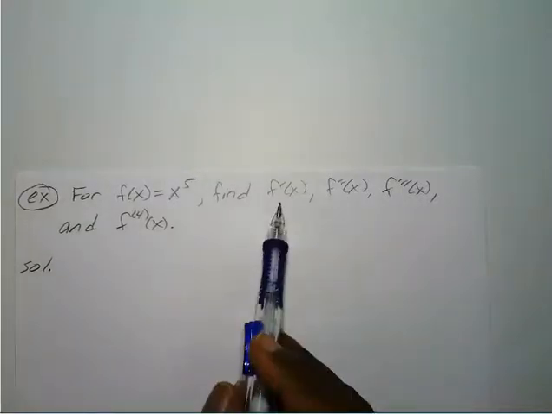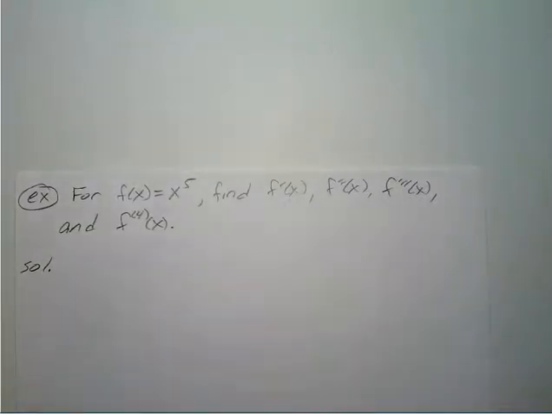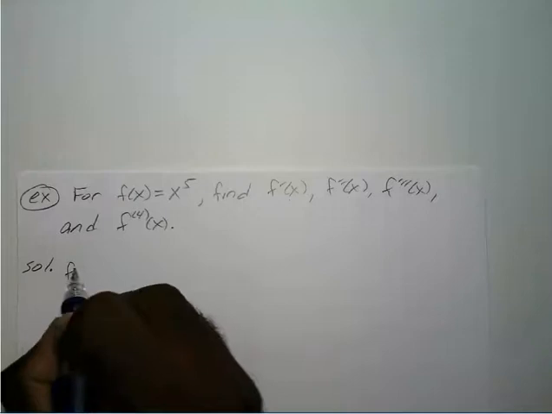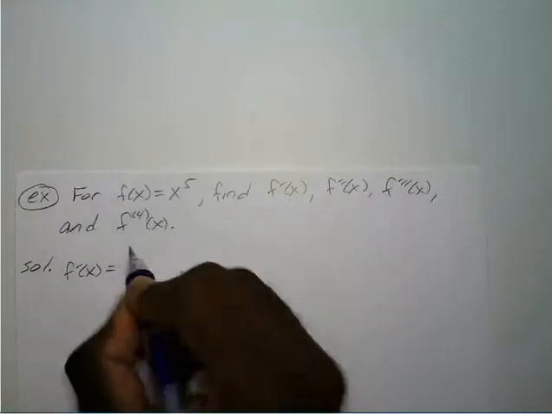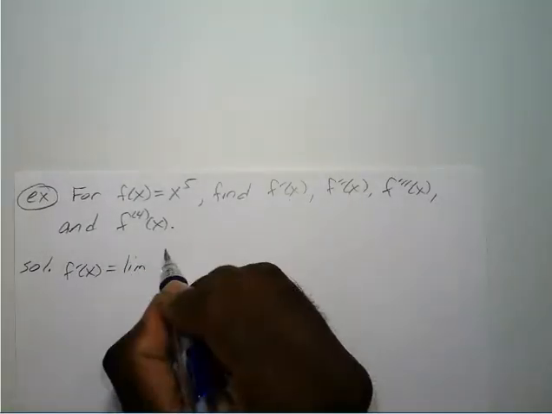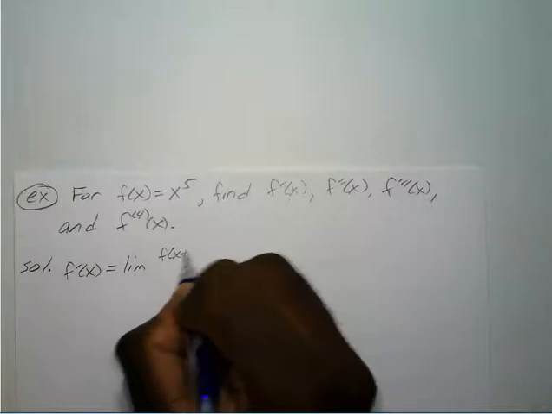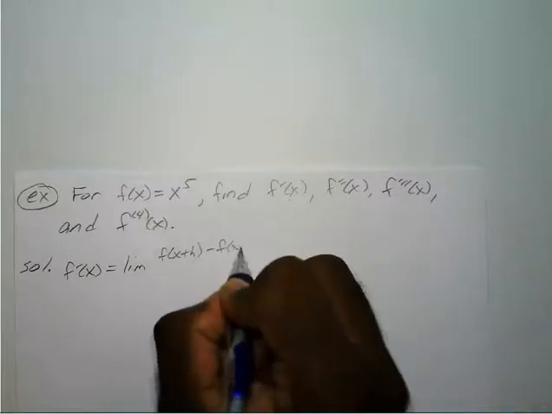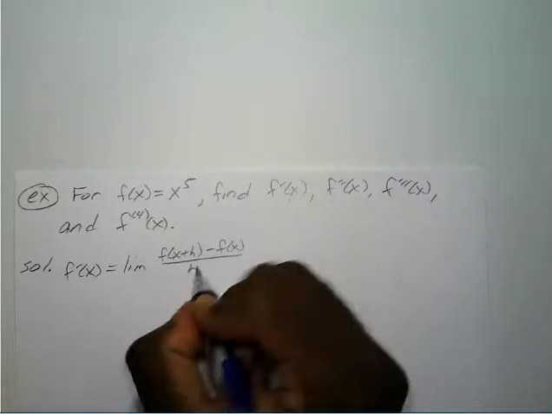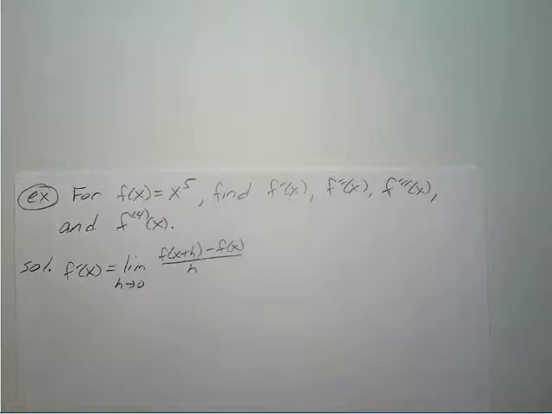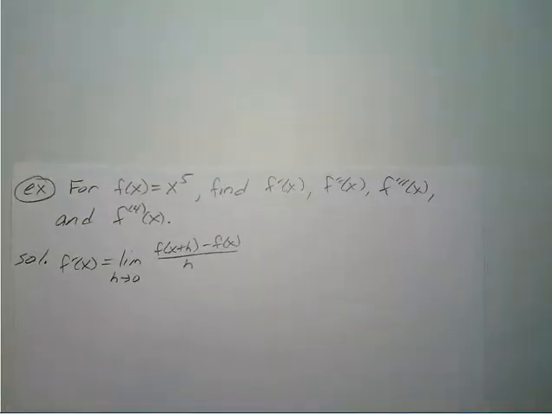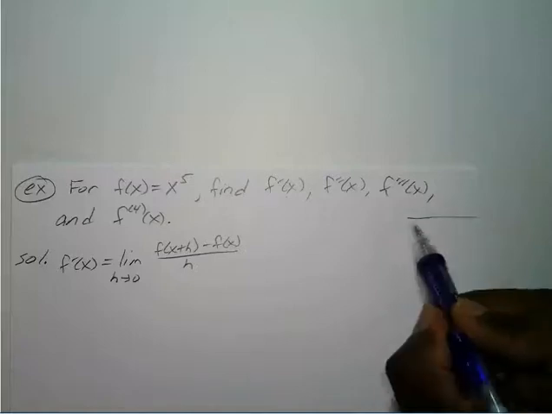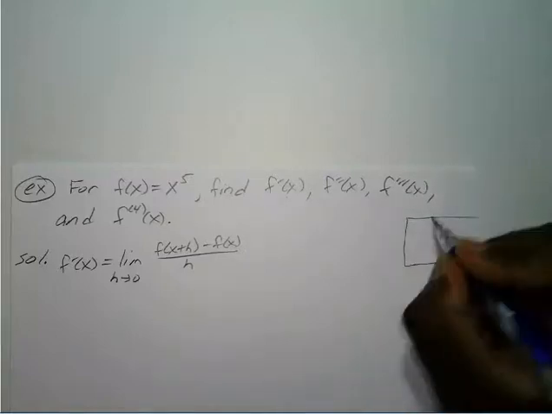Okay, so to find our first derivative, we know that f prime of x is equal to the limit of f of x plus h minus f of x all over h as h approaches 0. Okay, so we know that by definition. So what else do we know?